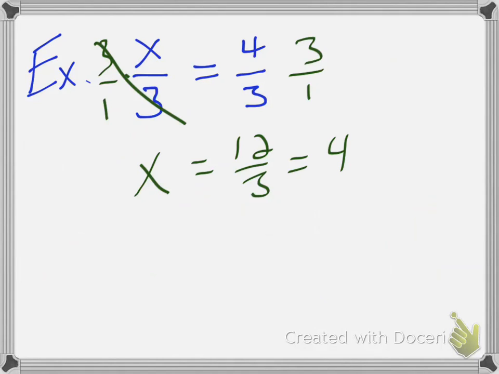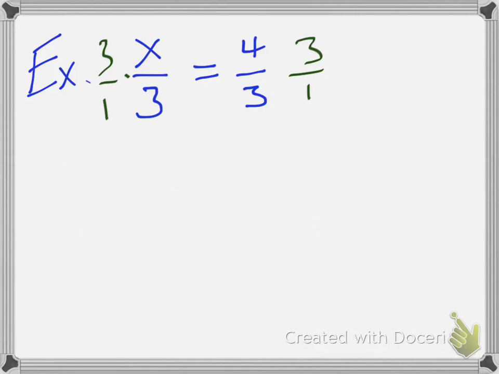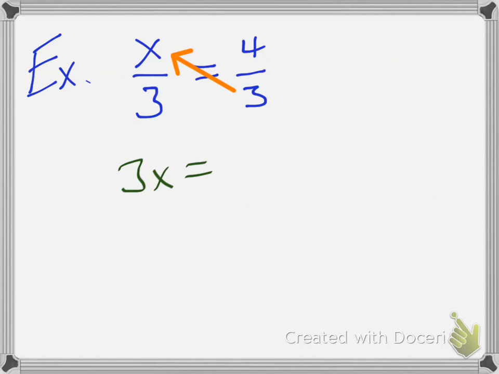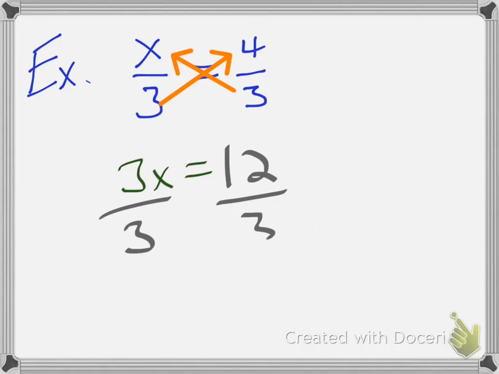Now, there's another way you can do this. When you have proportions, remember you can cross multiply. So you can actually do 3 times x, which is 3x, equals 3 times 4, 12. Now it's another problem. You divide by 3, and you get x equals 4.